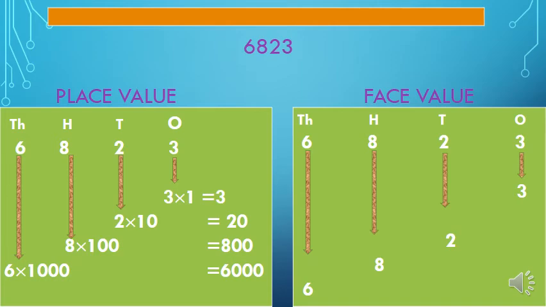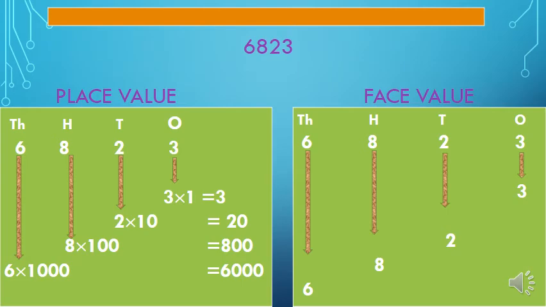One more example, 6823. We'll go for place value. Place value means whichever place the digit is on, you have to read it like that. 6 is on the thousands place, so 6 into 1000 is 6000. 8 is on the hundreds place, so 800. 2 is on the tens place, so 20. And 3 is on the ones place, so 3 only.